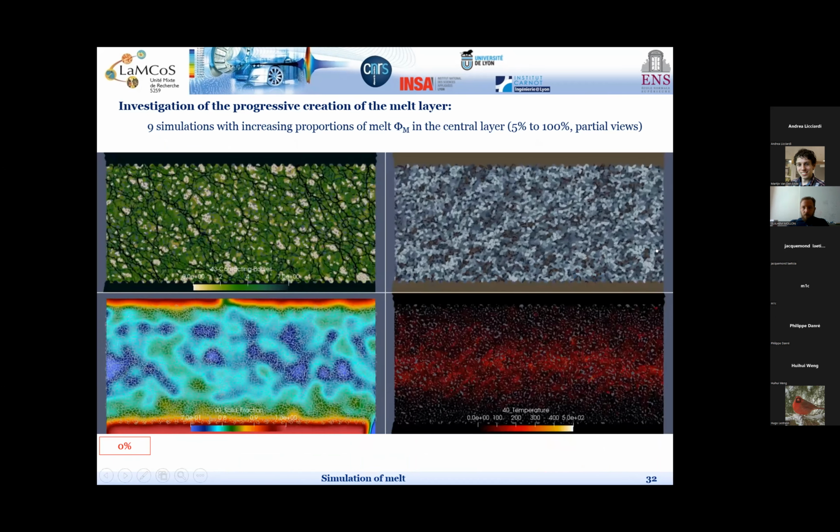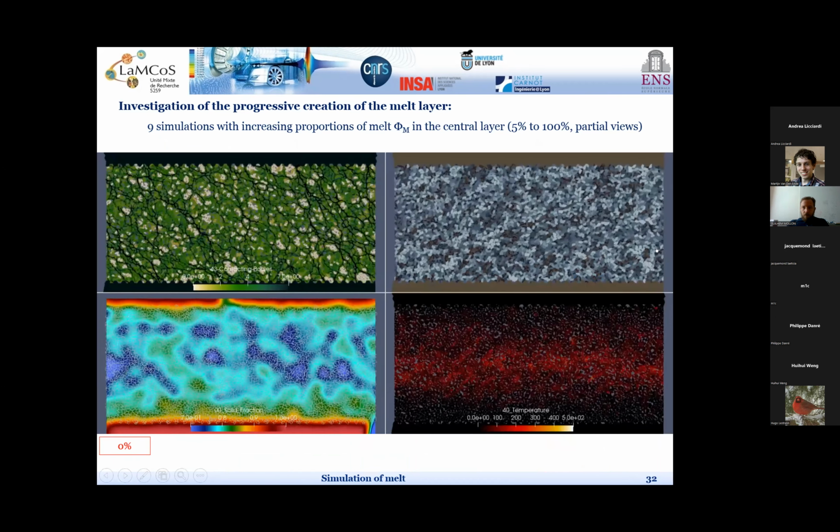So for example, when we have 0% melt here, the friction is completely controlled by the Coulomb friction between the dry grains, the solid grains. And when we are at 100% molten grains, friction is completely controlled by this red point here, by the viscous contribution of the molten grains. But in between, there is a mixture between these 2 energy dissipations. And actually what we see is that these contributions do not evolve linearly with the melt proportion.